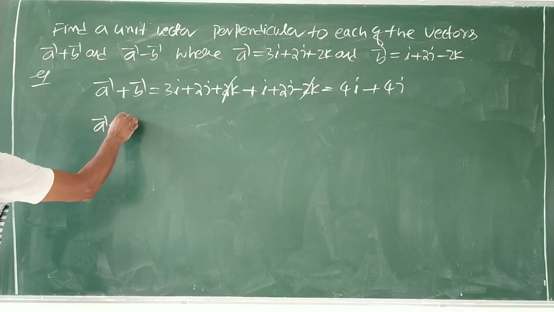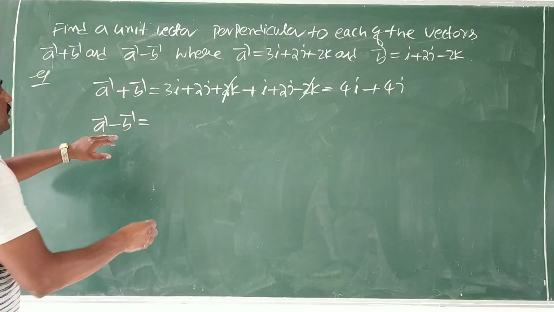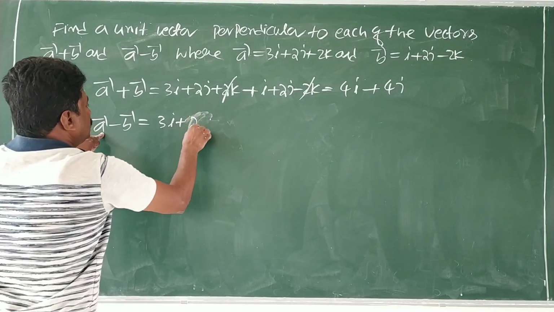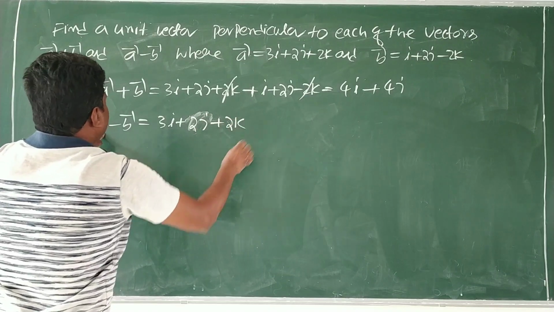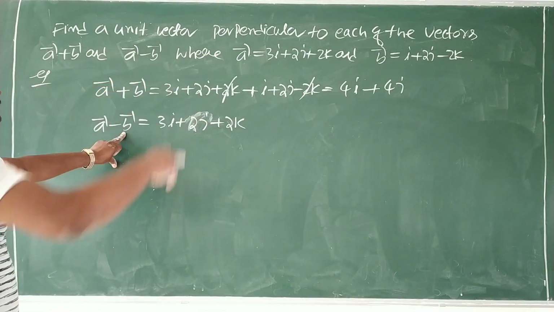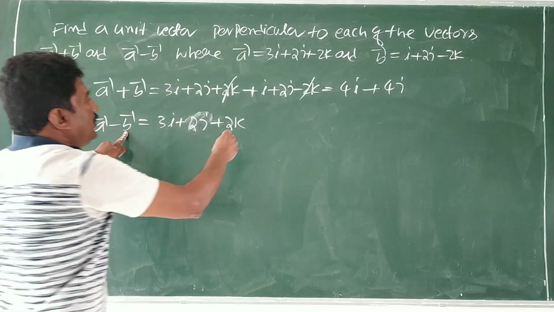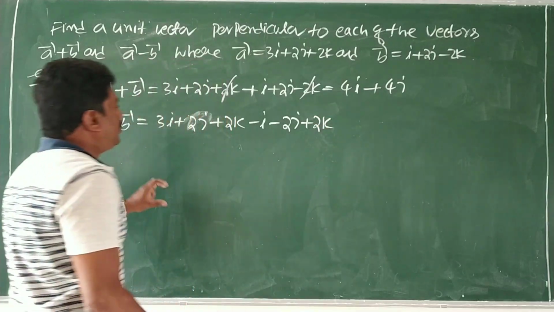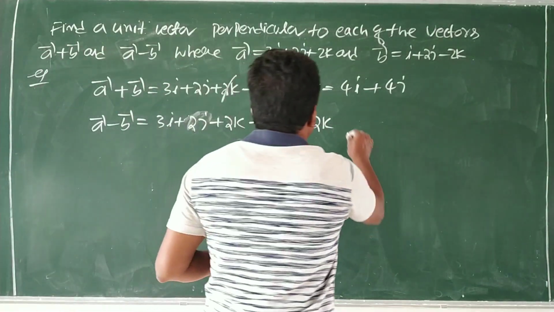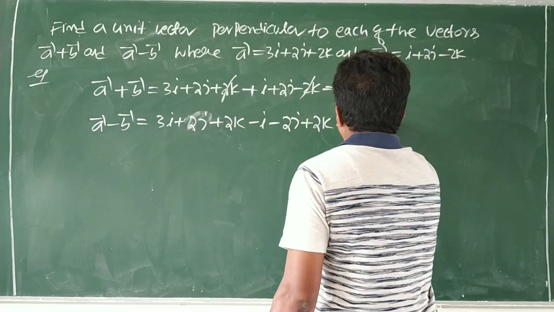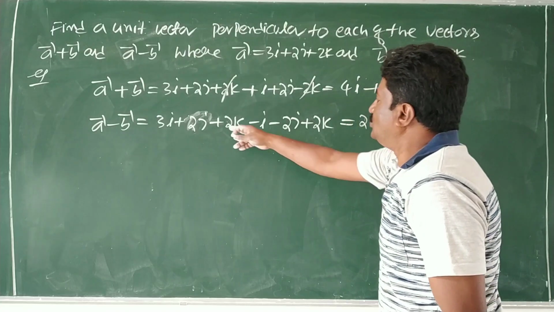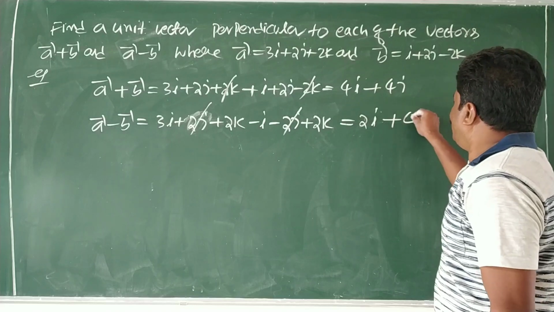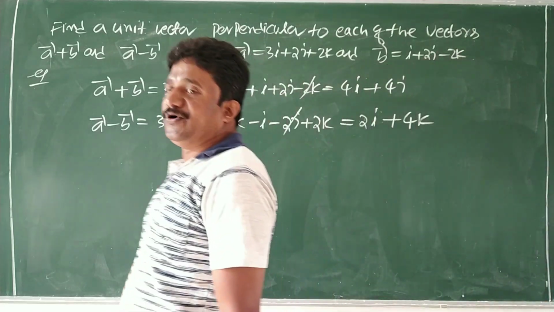Now find out a minus b. Tell me vector a, students: 3i plus 2j plus 2k. Minus b: multiply vector b by minus, so minus i minus 2j plus 2k. Simplify this. 3i minus i is 2i. 2j minus 2j gets cancelled. 2k plus 2k is 4k.